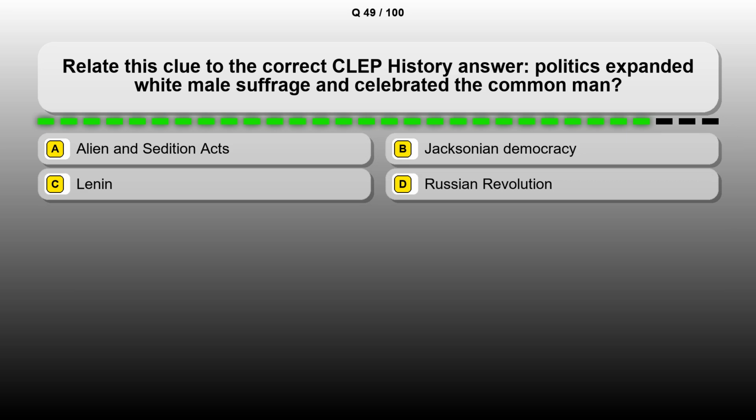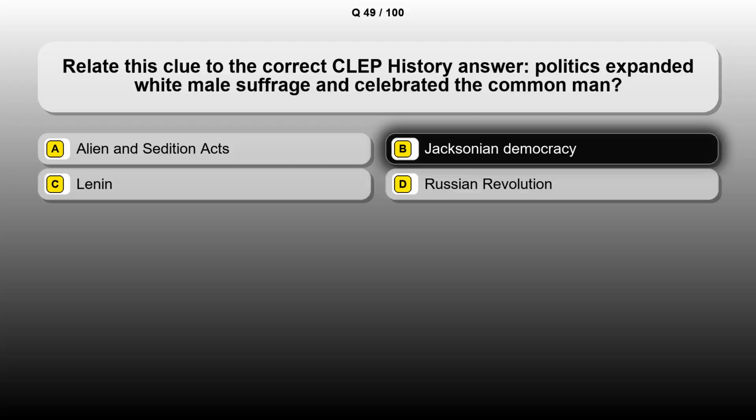Question 49. Relate this clue to the correct CLEP history answer. Politics expanded white male suffrage and celebrated the common man. Option A, Alien and Sedition Acts. Option B, Jacksonian democracy. Option C, Lenin. Option D, Russian Revolution.